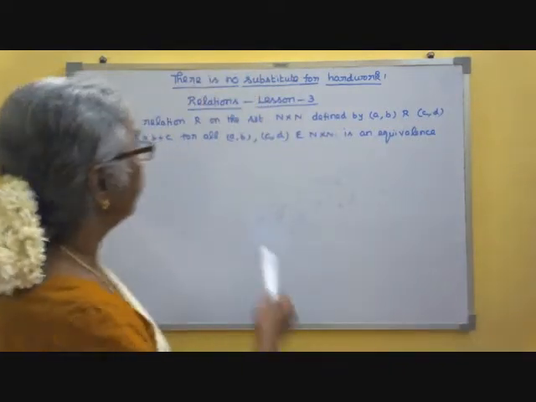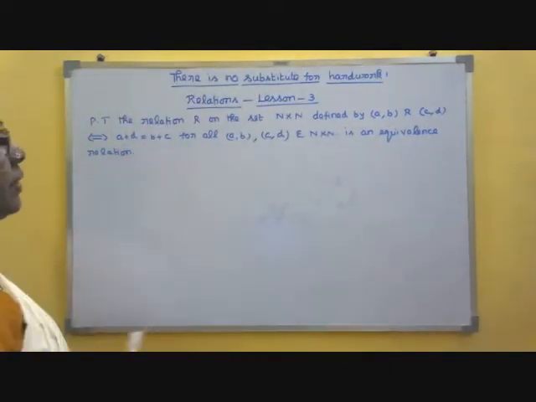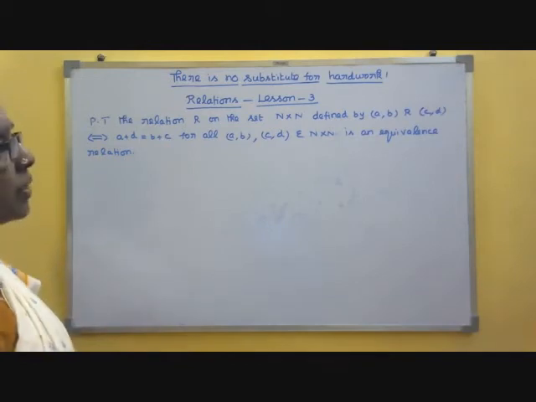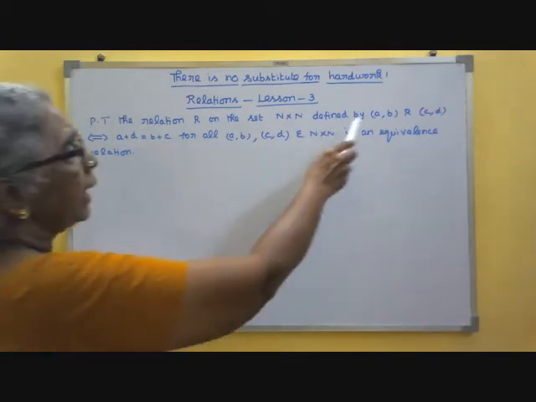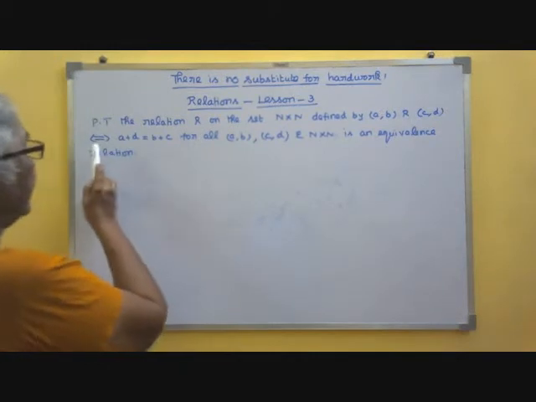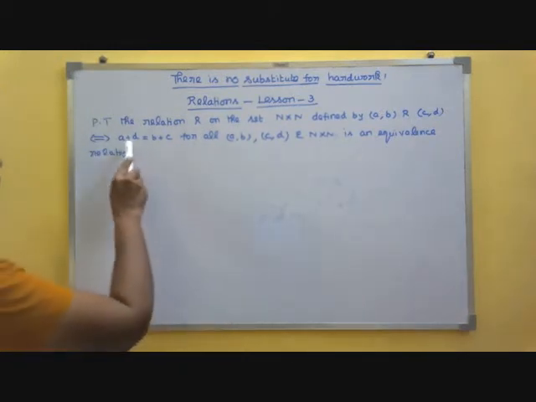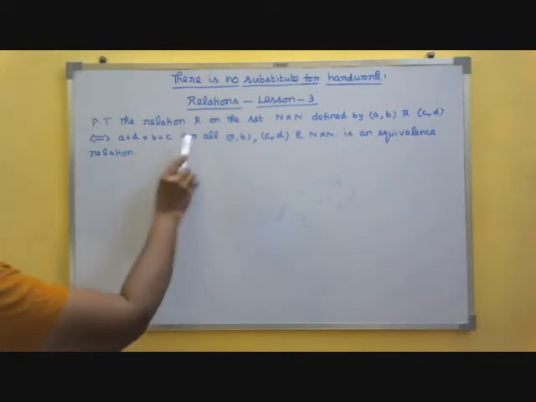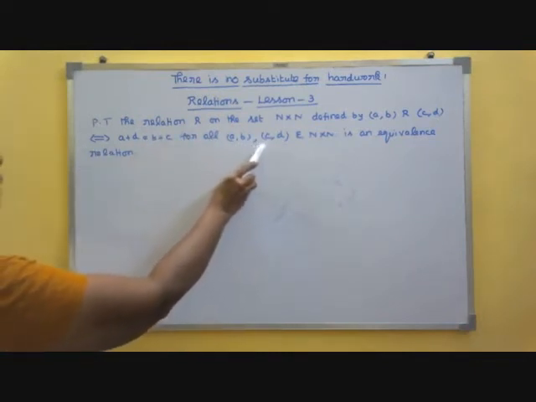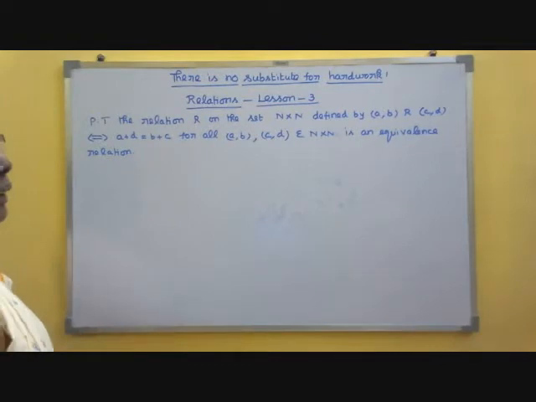See the sum here. Prove that the relation R on the set N cross N defined by A comma B related to C comma D. This is called double implication. That is, it implies and is implied by A plus D is equal to B plus C for all A comma B comma C comma D belongs to N cross N is an equivalence relation.